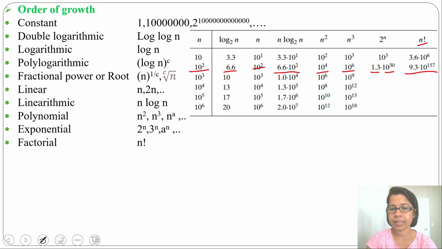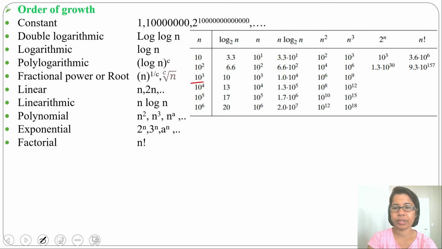You can see 6.6 is less than 10 square, 10 square is less than 6.6 multiplied by 10 square, this value is less than 10 power 4, this is less than 10 power 6, 10 power 6 is less than 2 power 10 square, then this is less than 10 square factorial. So this is the order of growth.